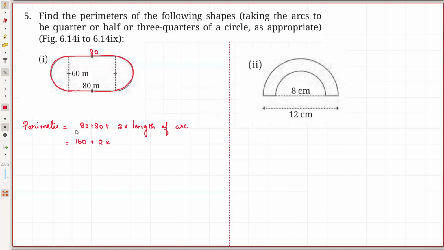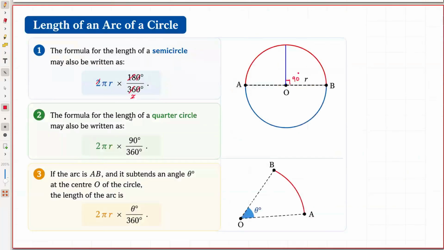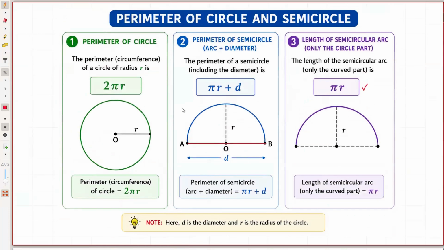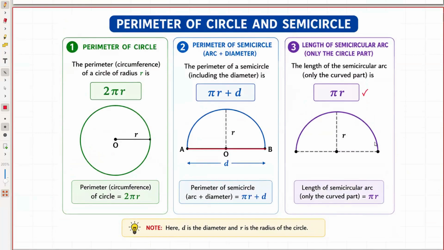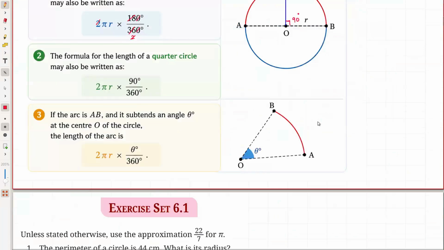The formula for the length of a semicircular arc is pi r. Here the diameter is given as 60, so the radius will be 30, from here to here. What formula are you going to apply? The pi r formula. I have explained this in the beginning: if it's a semicircle, the length of an arc is taken as only pi r. So use the pi r formula.